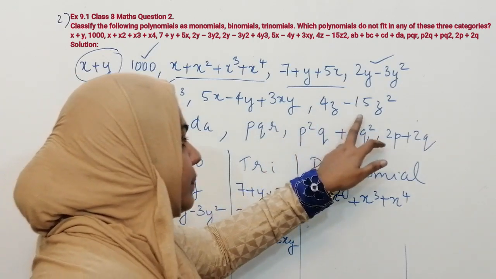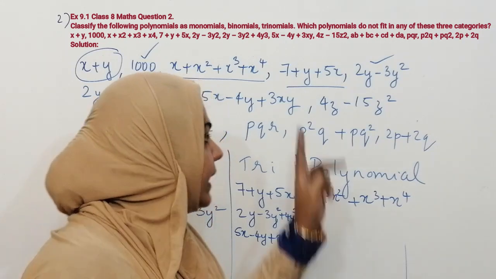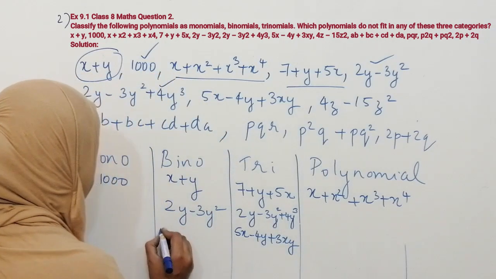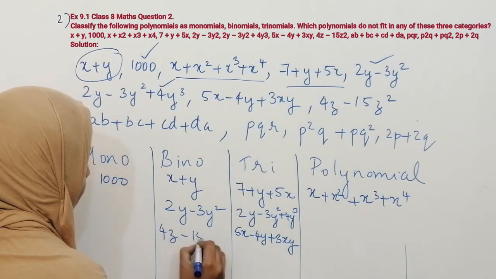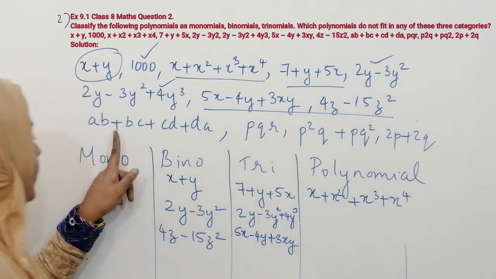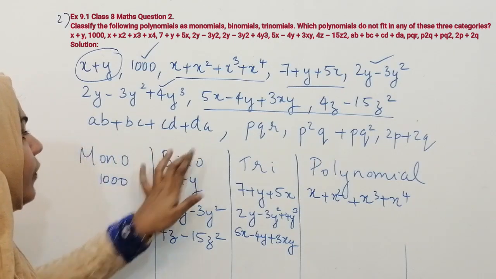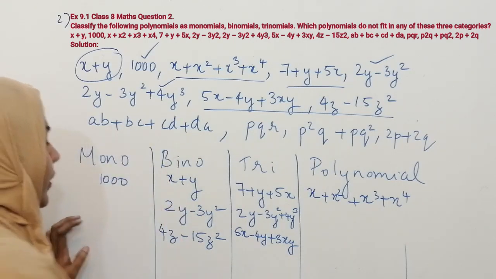So next algebraic expression is 4z minus 15z square. So it has two terms. That means it's a binomial. So we finish till here. So next one is AB plus BC plus CD plus DA. You know that it has four terms. That means it's a polynomial.